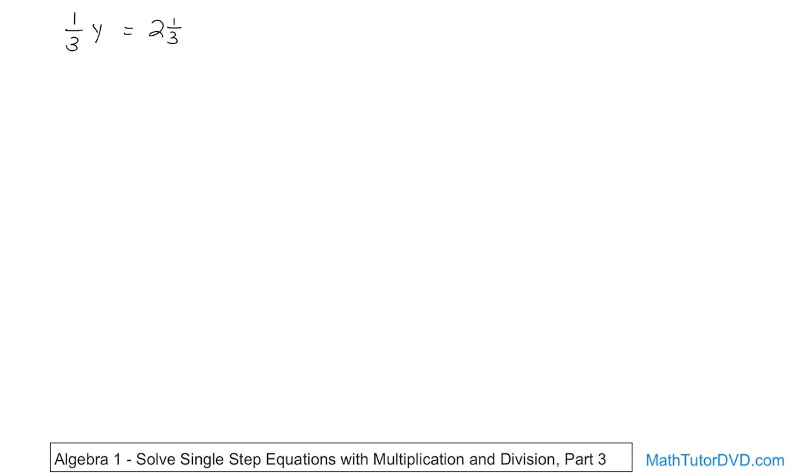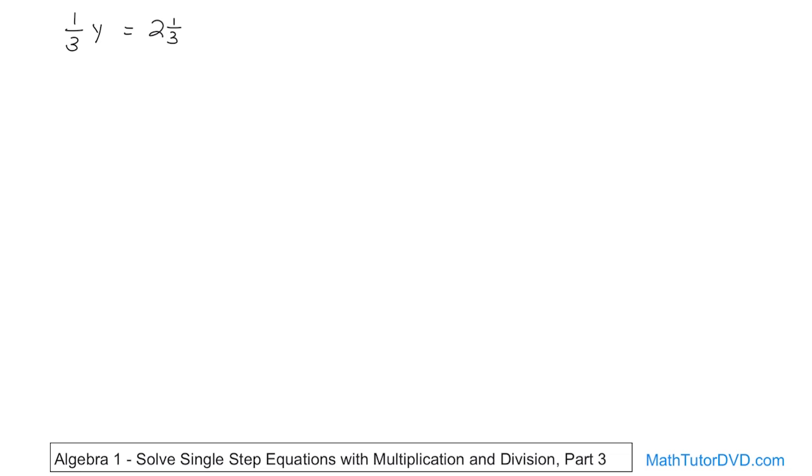So here we have 1/3 times y is equal to 2 1/3. Now this really confuses a lot of students. What do you do when you have a mixed number like that, a mixed fraction? Well, there's lots of ways you can handle it. What I'm going to tell you to do is convert this to an improper fraction. It's almost always easier that way.